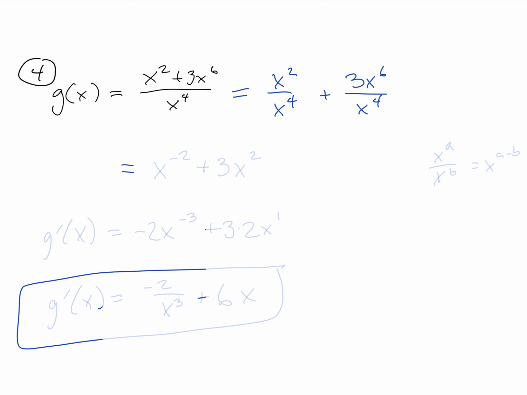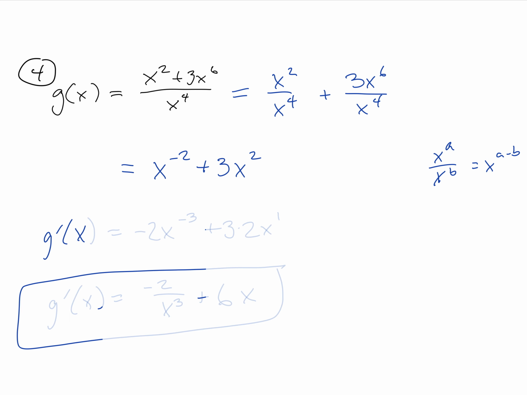And then we could continue to rewrite that. We haven't taken a derivative, just rewriting. X squared over x to the fourth is x to the negative 2 plus 3x to the 2. When we divide, we know that x to the a over x to the b is equal to x to the a minus b. So we're just using that rule of exponents to simplify each of those.